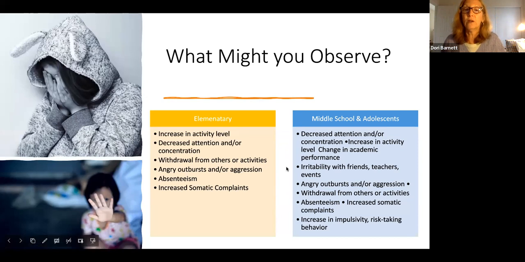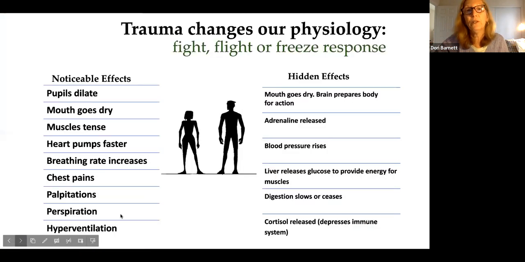Behavior indicators of trauma in youth: you can see some of them are similar across middle school, adolescent, and elementary, but definitely inattention. You might observe inattention. You might observe in older students irritability, at-risk behaviors, impulsivity, angry outbursts, aggressive behaviors, somatic complaints, saying that they're sick a lot, poor academic performance, social impairments, difficulty making friends. And this is what research tells us.